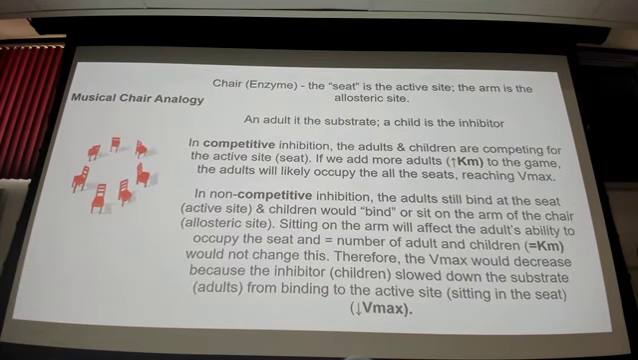So here's the musical chair analogy. Hopefully this helps. I thought about this and I hope it helps you guys understand it. In the musical chair analogy, the seat is the active site, the arms are the allosteric site. The adult would be the substrate and the child is the inhibitor. So in competitive inhibition, the adults and children are competing for that seat, the active site. If we add more adults, the KM will increase and the adults will probably occupy all of the seats and they will reach the Vmax and win the game.